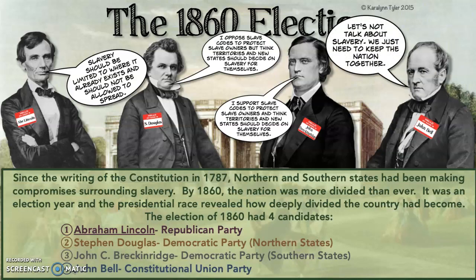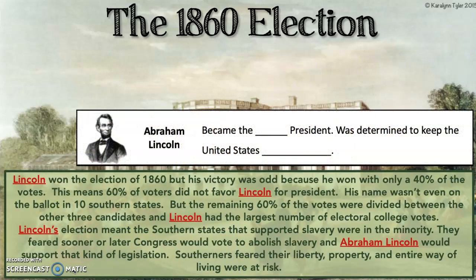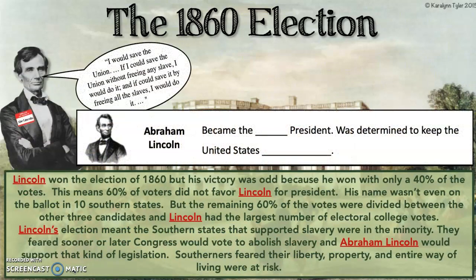And the last candidate was a man named John Bell. He was a Constitutional Union Party, and he didn't really want to talk about slavery. He wanted to just focus on the things that will keep the nation together. Abraham Lincoln won the election of 1860, but his victory was odd because he won with only 40% of the votes. This means that there were 60% of the voters in the United States who did not favor Lincoln and didn't want him to be president.